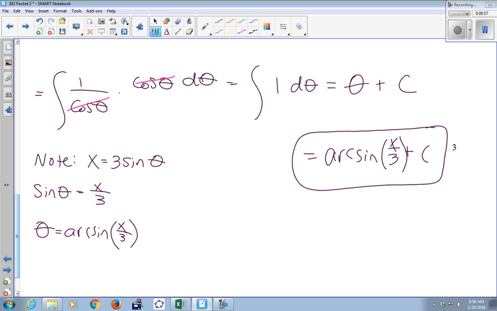So it came out all nice and pretty, right? It turned into something really easy to integrate by making this strange substitution, right? Where I let x be 3 sine theta. I replaced all my x's with 3 sine thetas.